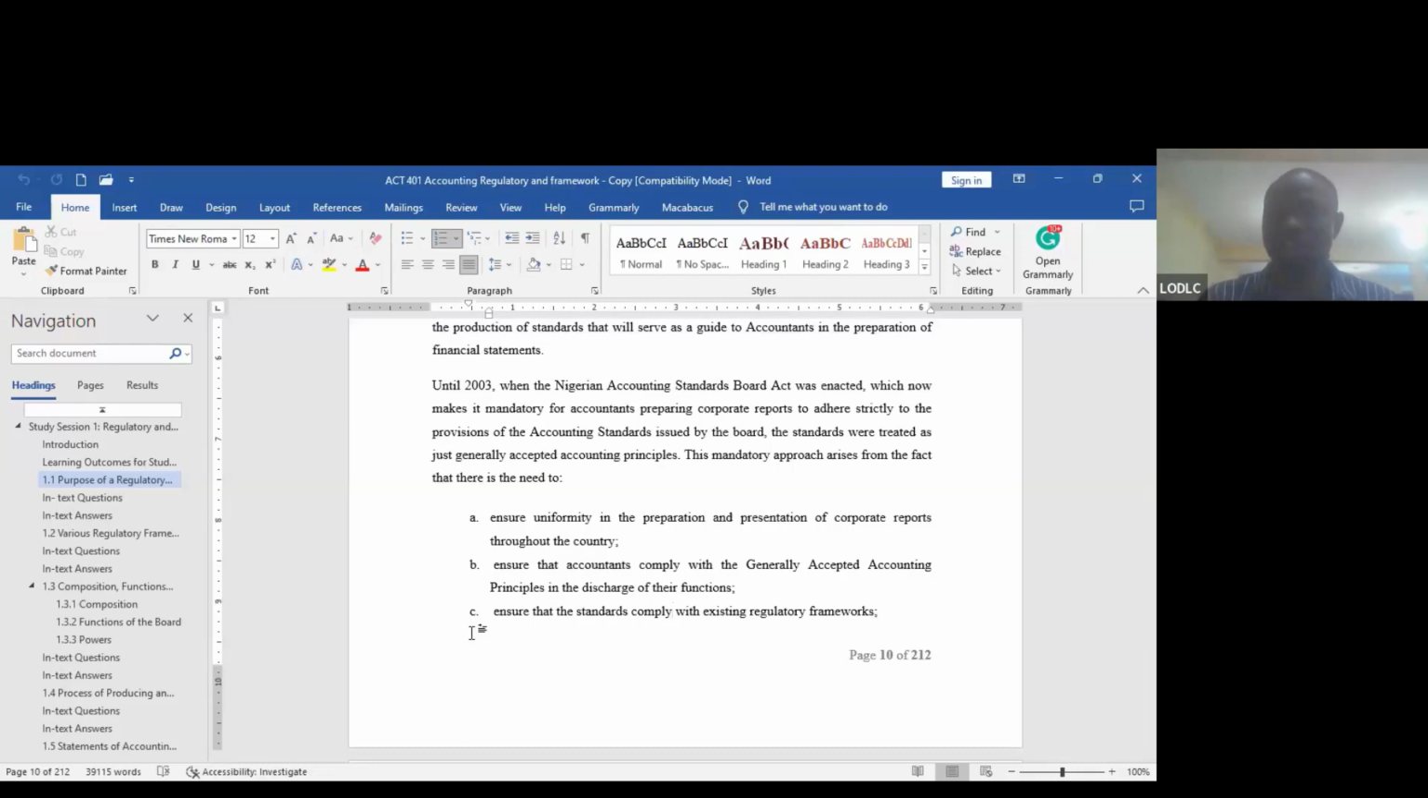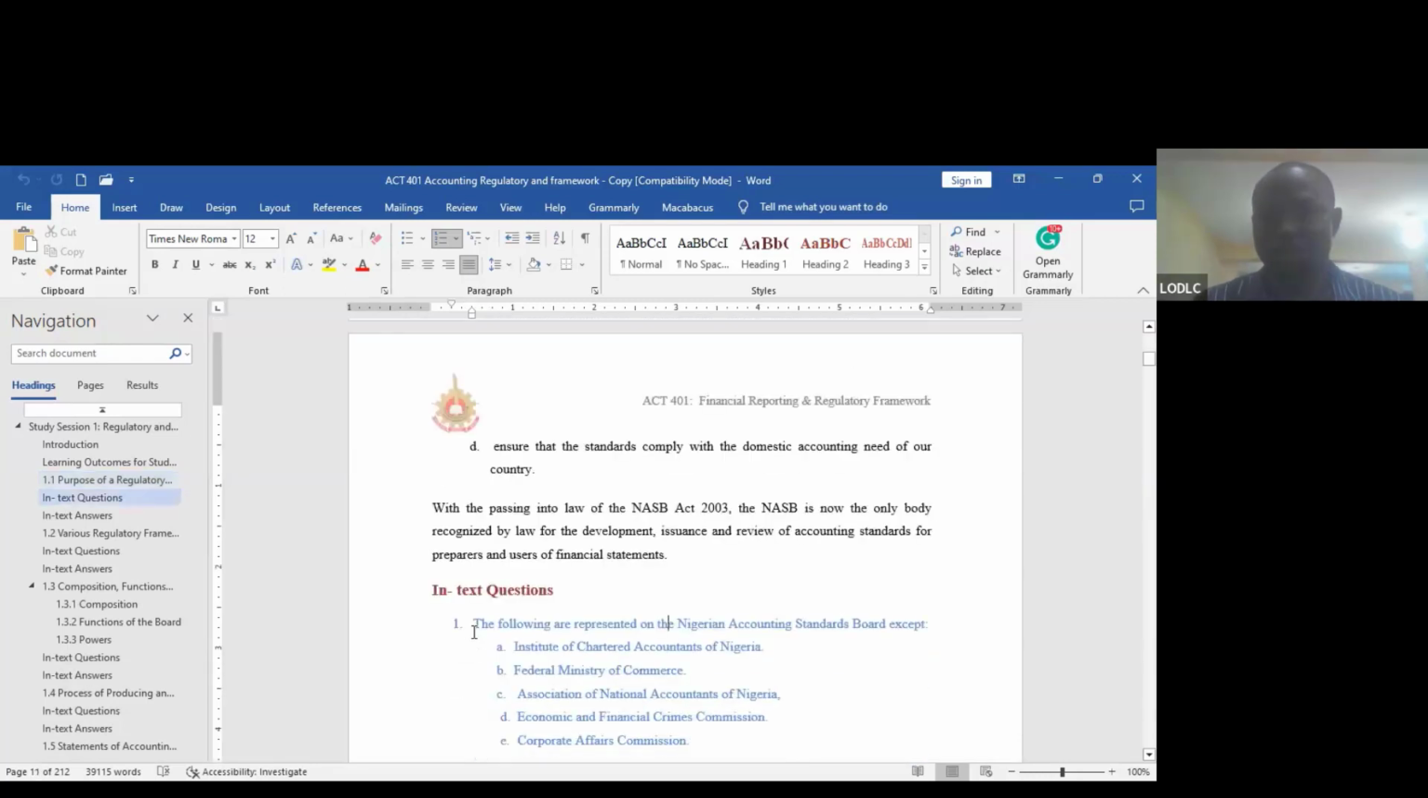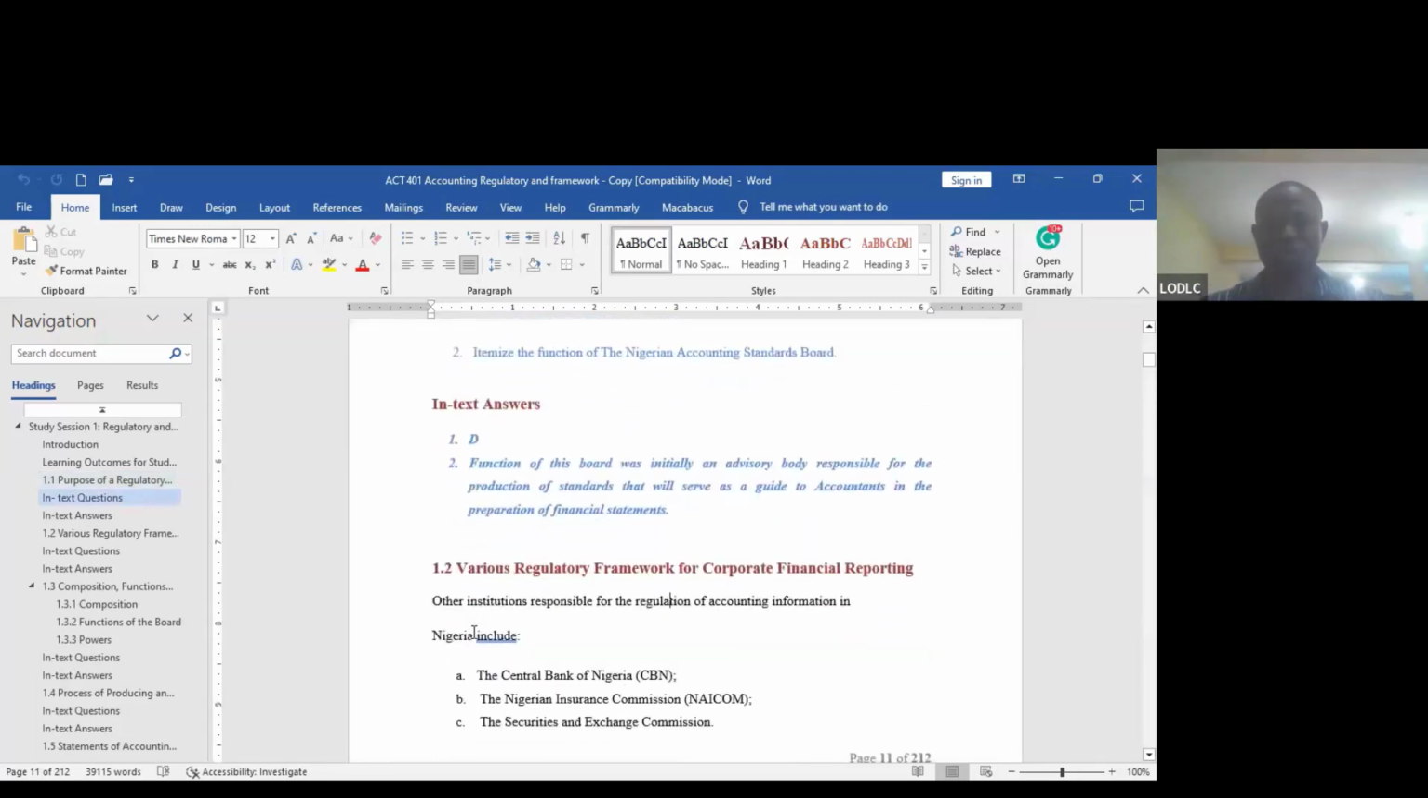That is, the accounts prepared in Nigeria must follow the same process as the accounts that you are going to prepare in another country. Do you understand? That's the sense of international financial reporting standard or international accounting standard we are talking about. So ensure that accountants comply with generally accepted accounting principles in discharge of their function. That's GAAP. So ensure that the standards comply with the existing regulatory framework. There is no difference from what we have just discussed, but that one is a bit more complex.